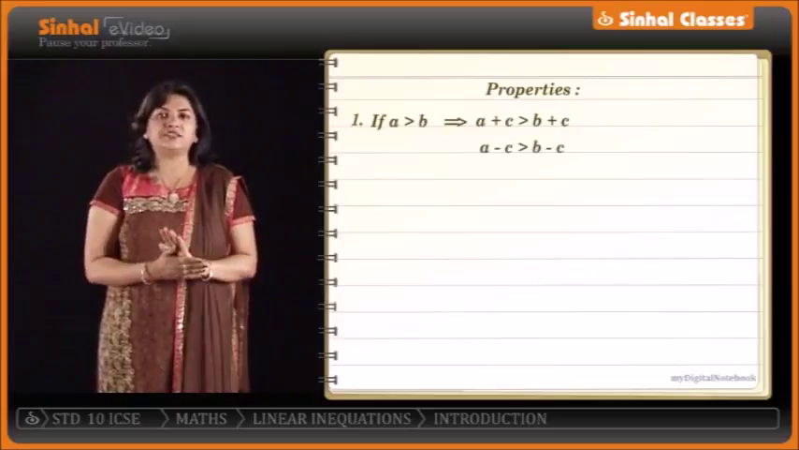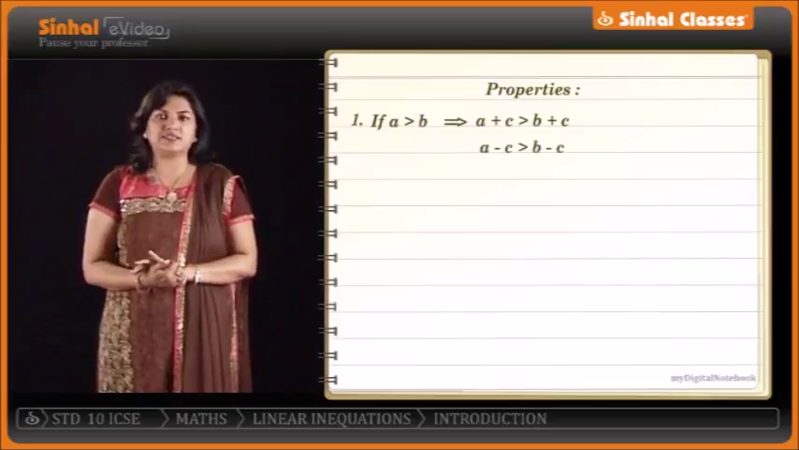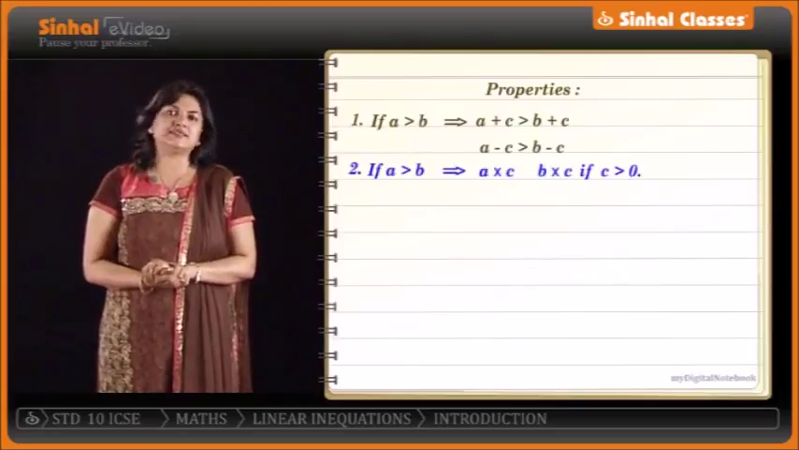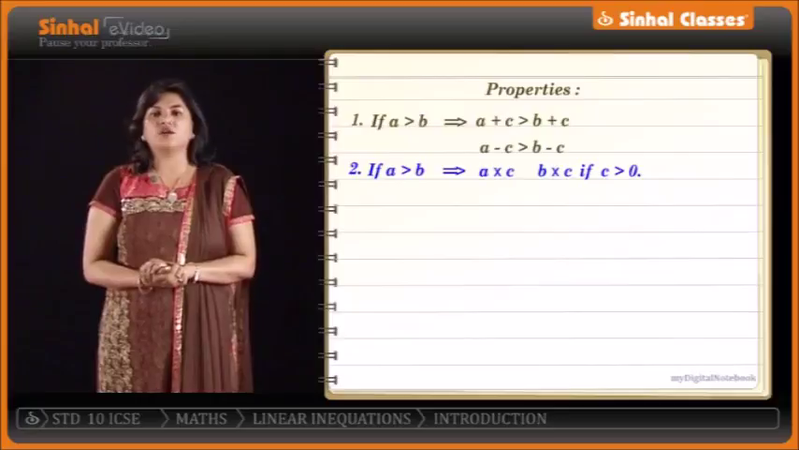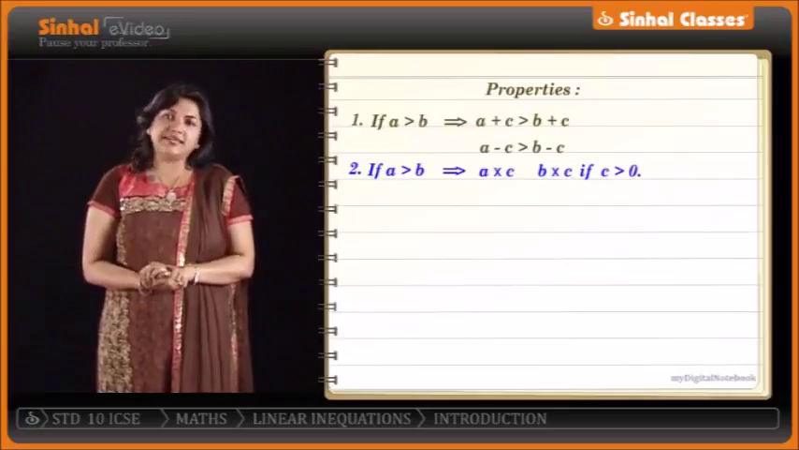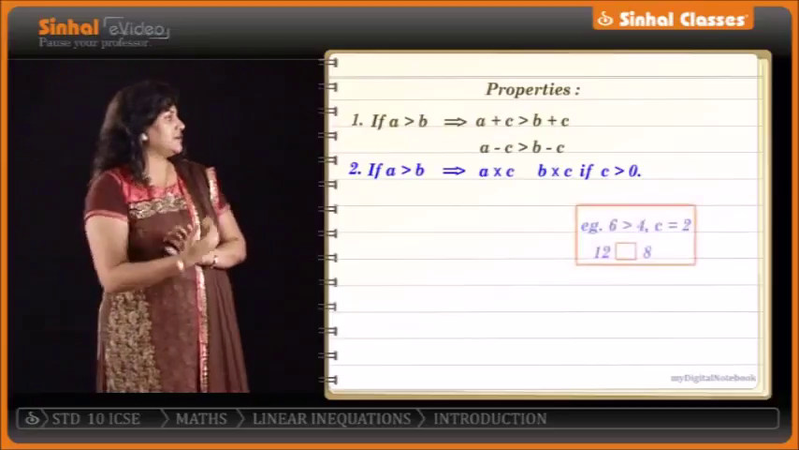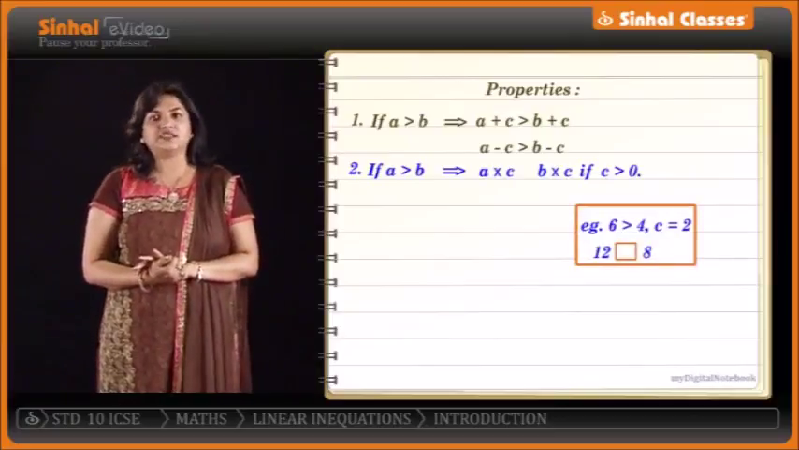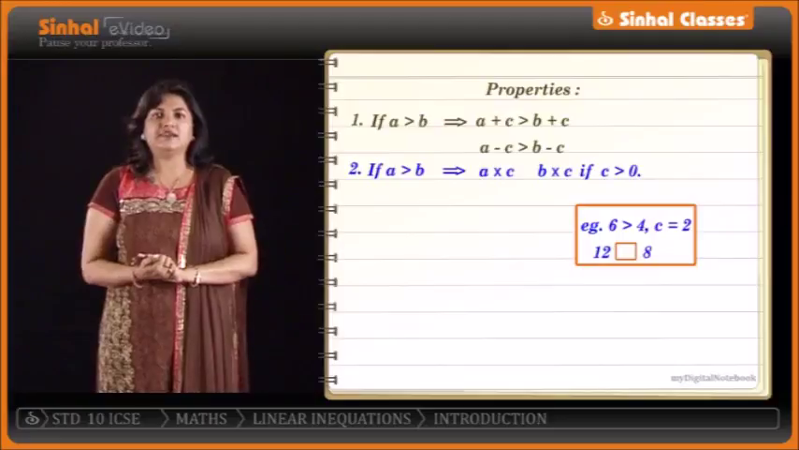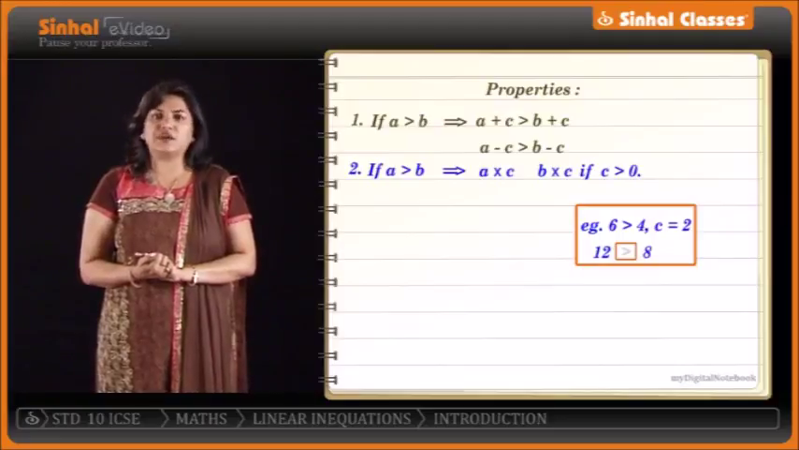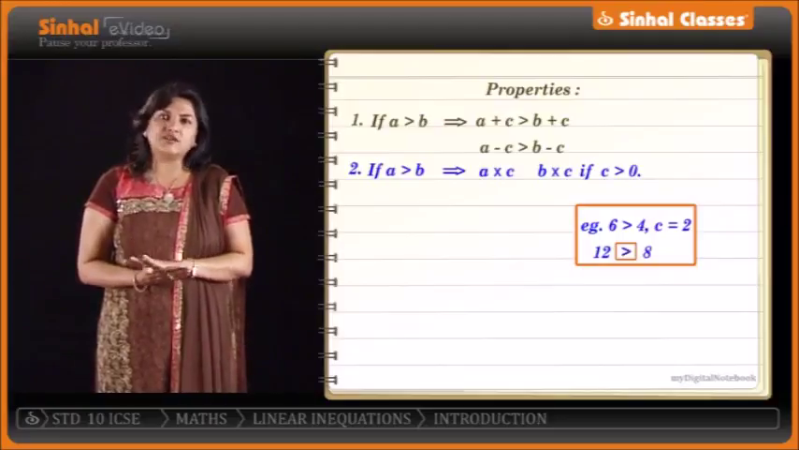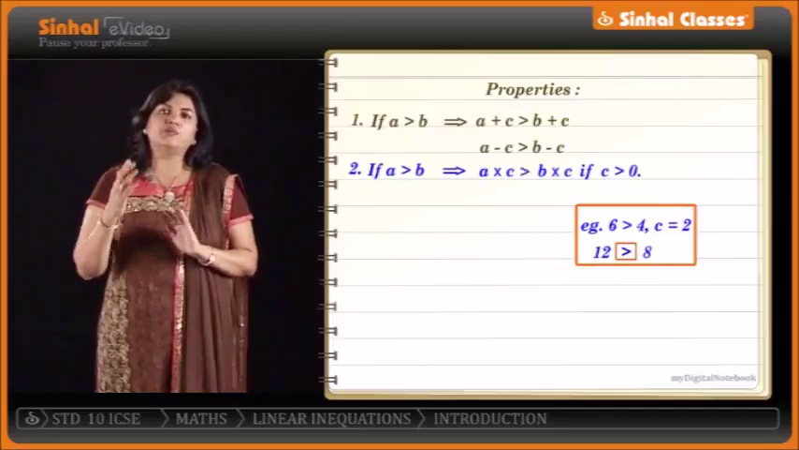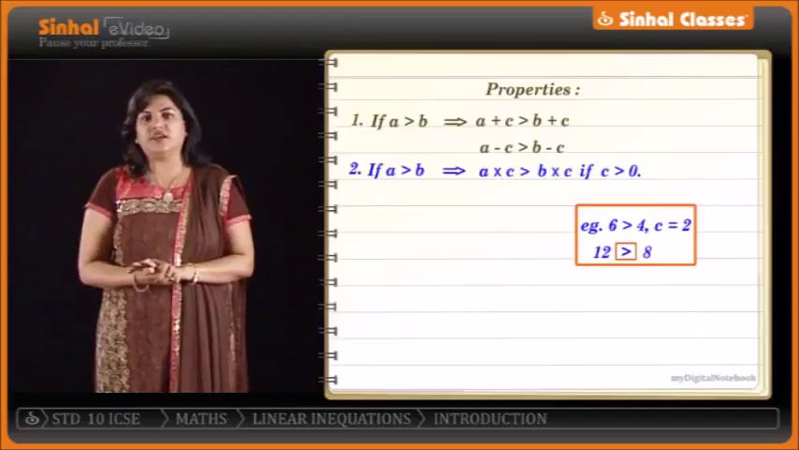Now we multiply both the sides by the same number C. Here we have two cases. Either C is positive or C is negative. Take an example, 6 greater than 4. Take C as 2. We get 12 and 8. Obviously, 12 is greater than 8. So the sign of inequality remains the same when we multiply both the sides by a positive number.